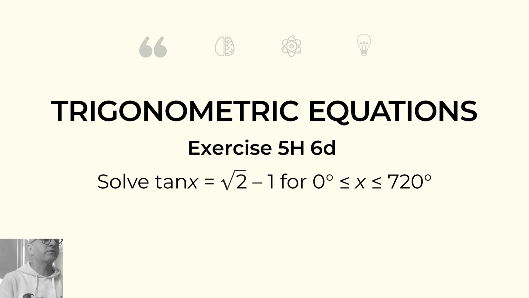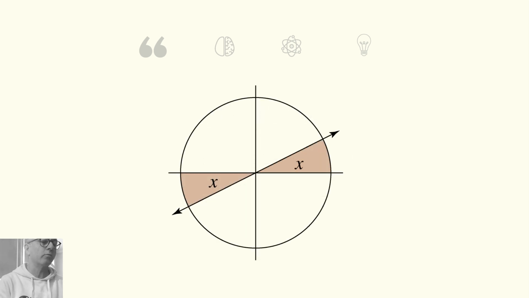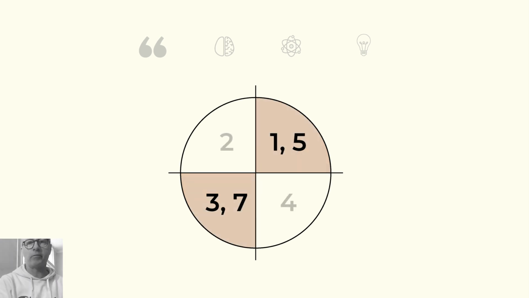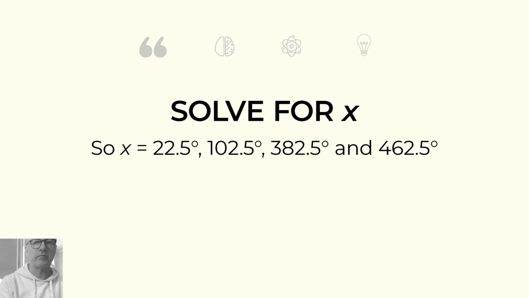Tan of theta equals root 2 minus 1. Tan of theta is positive, so we know we're in the first and third quadrants. So you set up your diagram and you go, look, here it is. In the first quadrant, it's going to be 22.5. We also have another rotation of the circle, and so we've got the fifth and the seventh quadrants. So you add 360 degrees to the first two results, and you get 382.5 and 562.5.